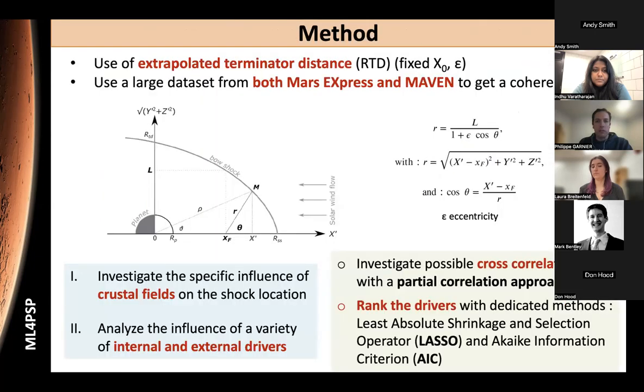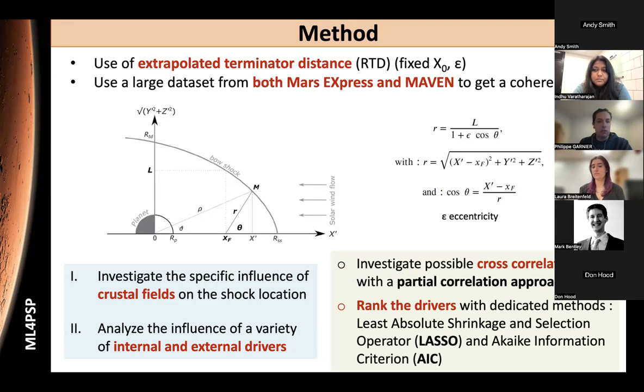So in my work I used a specific method based on the extrapolated terminator distance, which is a one-dimensional approach. For a crossing of the shock, for example at point M, we extrapolate to the terminator plane to get one variable, RTD, based on a conic shape that fixes the focus and the eccentricity. Then you recalculate the semi-latus rectum to get a variable RTD depending on the location of the spacecraft, and you get an inflation more or less of your shock, which is a classic approach for boundary crossing analysis.